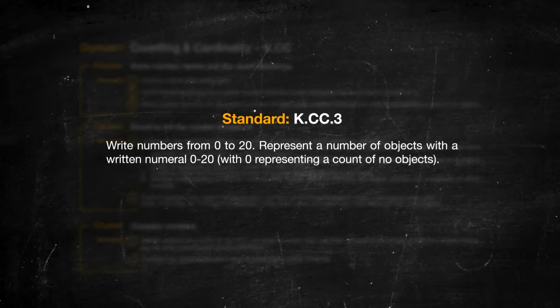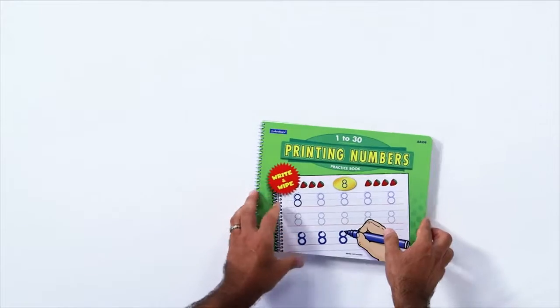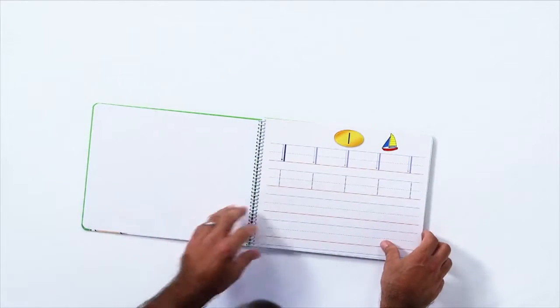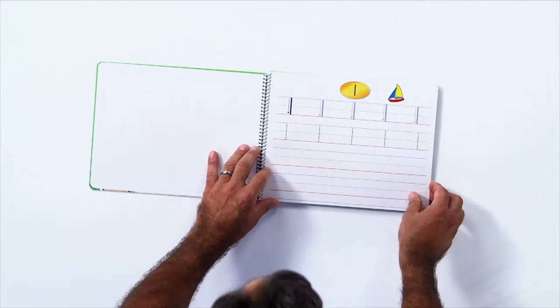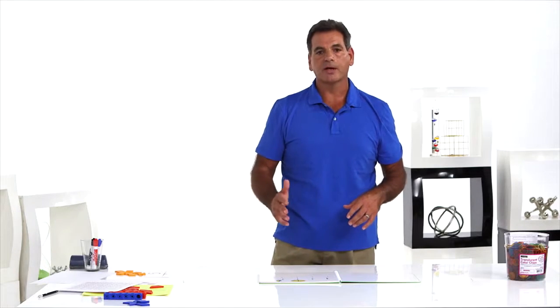In this standard, the students will count a number of objects and write the numeral that represents the number of objects. What has to happen first is formal instruction of writing numbers. And it doesn't happen all the time, and it's really important because we want the kids to be writing numbers consistently from grade to grade to grade.